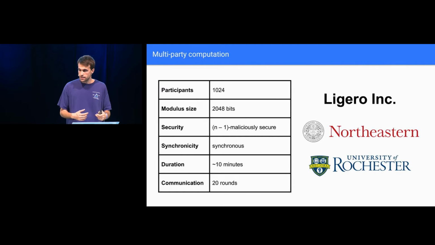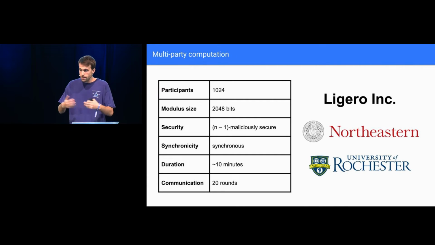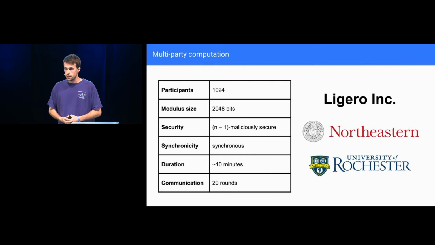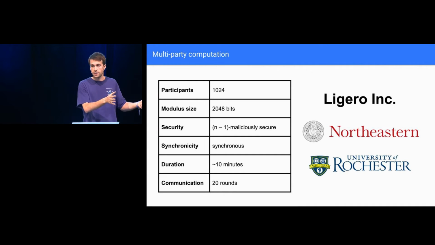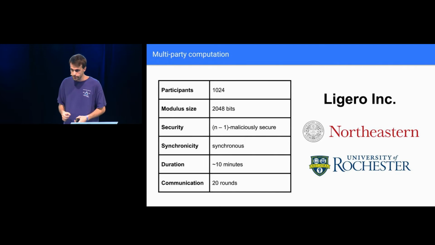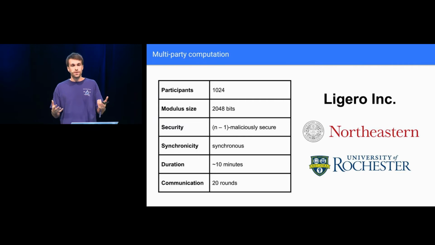So the team that is working on the multi-party computation is Ligero. They're experts in MPCs, and they're from a couple of universities. And these are the parameters of the ideal multi-party computation that they're building. So we're looking to have 1,000 participants, which is much bigger than Zcash, which only had 88 participants, I believe. We're looking to produce a modulus of size 2,000 bits. It's n-1 maliciously secure, which means that you only need one honest participant to be there.